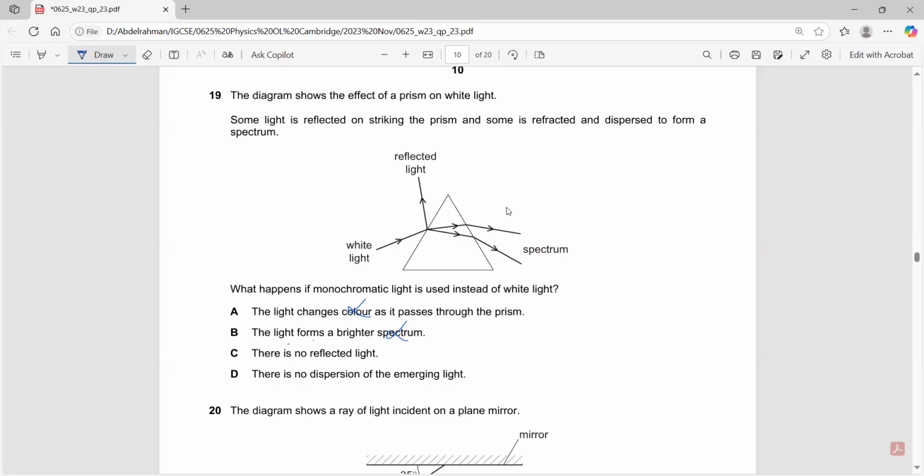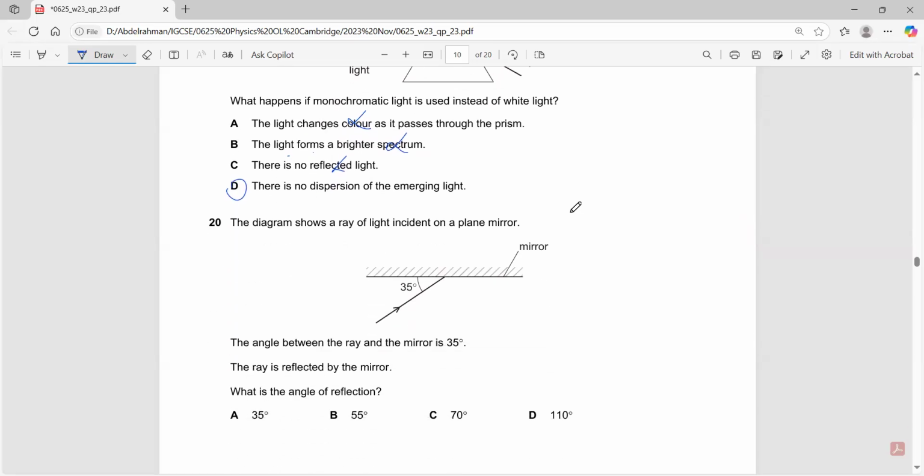There is no reflected light? No, some of the light will be reflected, definitely. There is no dispersion. Yes, it wouldn't disperse anymore because it's already monochromatic. It's already red light or blue light or whatever, so it's only one light passing. You cannot disperse monochromatic light.